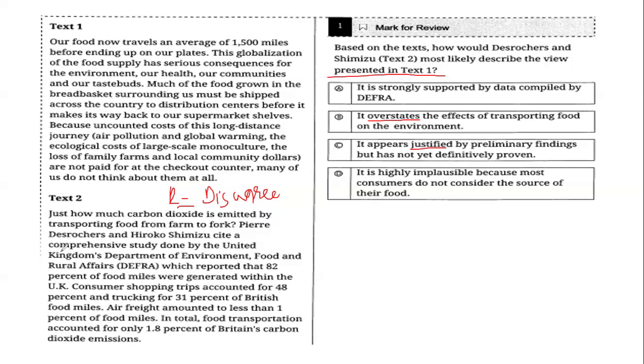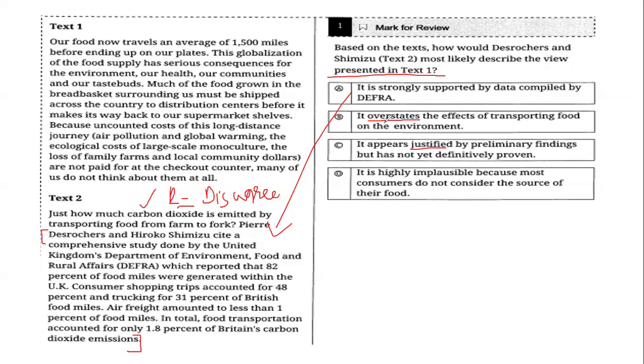Text 2 is entirely filled with a lot of information, fully data-based until the end. They made a point about how much carbon dioxide is emitted by transporting food from farm to fork, and based on that, they have given all the data. So this is clearly talking about this option: it overstates the effects of transporting food on the environment. No, it's not overstating anything. It's just giving their citations and observations, not over-exaggerating something.